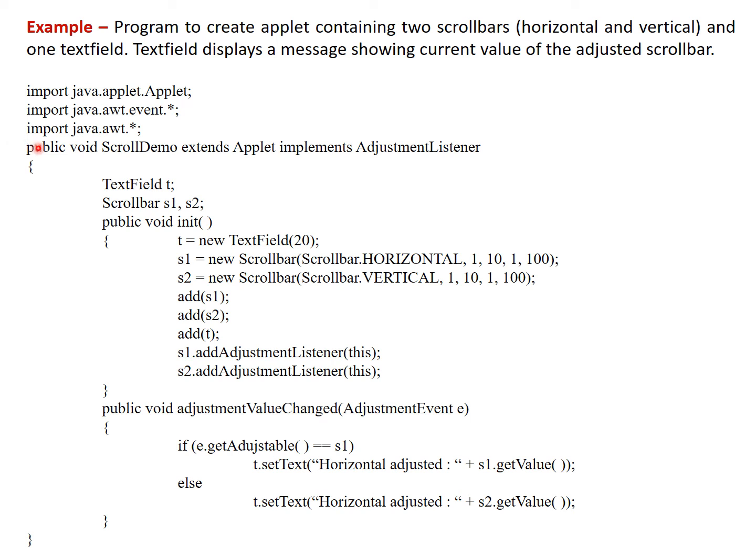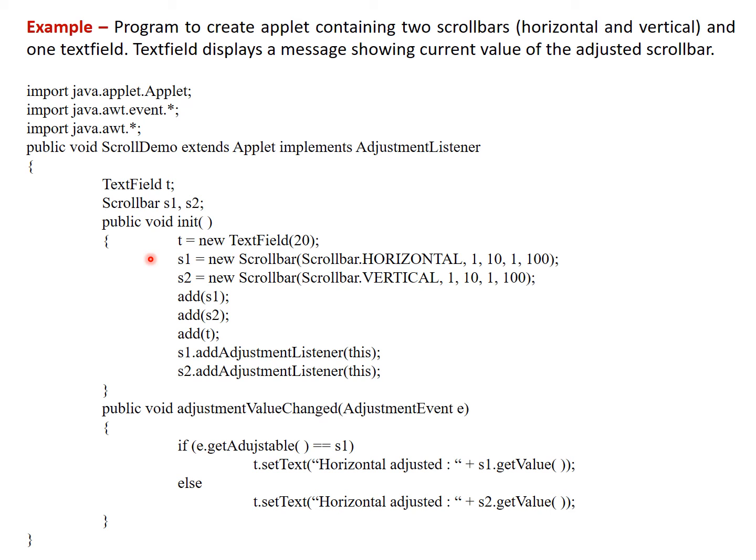After this, the next statement is to declare the text field variable, that is TextField t. After this, two scroll bar variables s1 and s2, and then we override the init method. In the init method, the first statement, that is t = new TextField(20), will create the instance of the text field and assign the reference to the variable t. Then the next statement is s1 = new Scrollbar(Scrollbar.HORIZONTAL, 1, 10, 1, 100). This will create the horizontal scroll bar, and the initial value is 1 and the maximum value is 100.